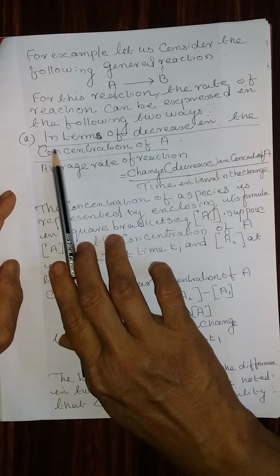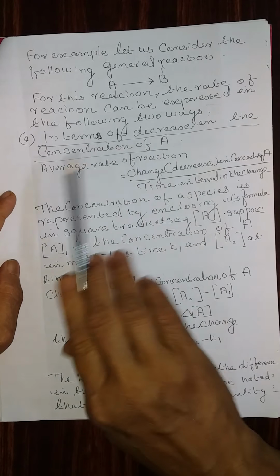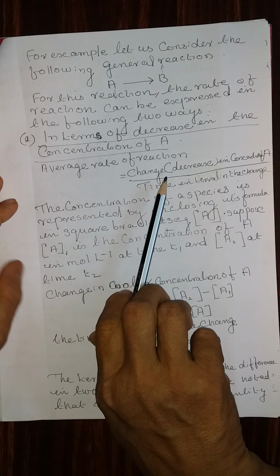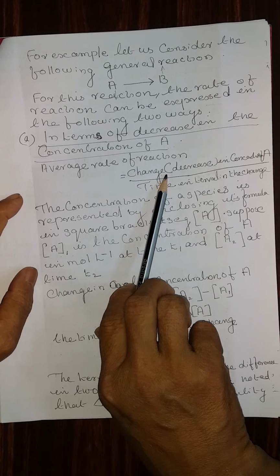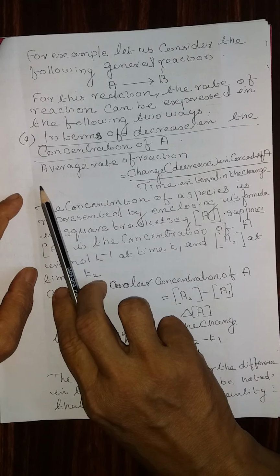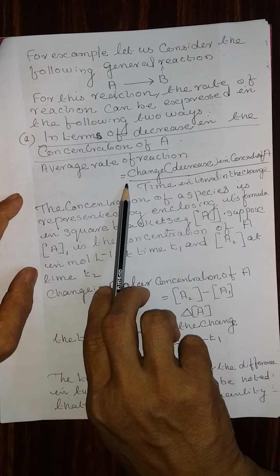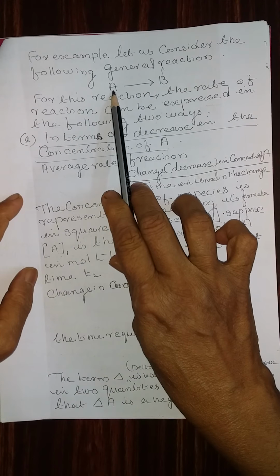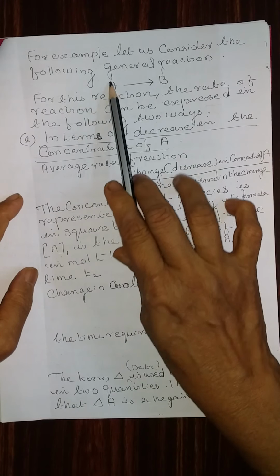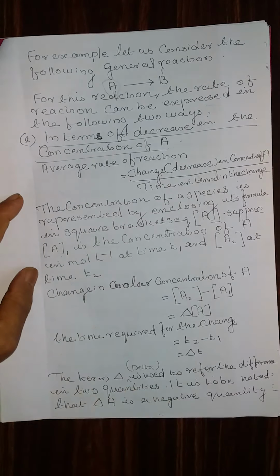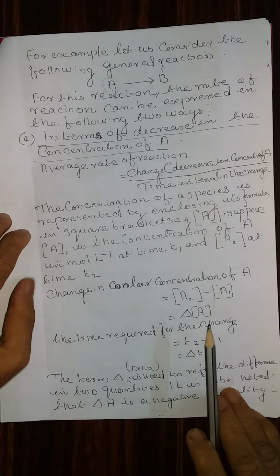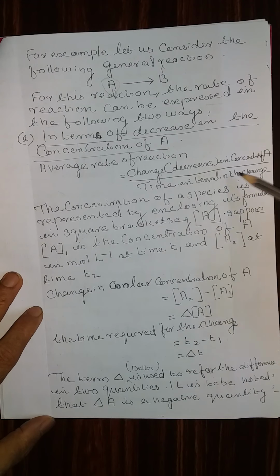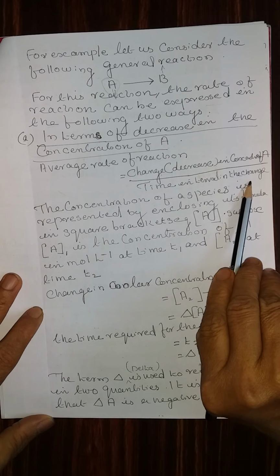Therefore, let us take the first one, in terms of the decrease in the concentration of A. In that case, the mathematical expression can be modified using the decrease only. Average rate of reaction is equal to the change, that is the decrease in the concentration of A. We are not talking about the product. We are taking only what happens to A. The concentration of A decreases. And what is the time you allowed for the reaction? That is the time interval of the change.